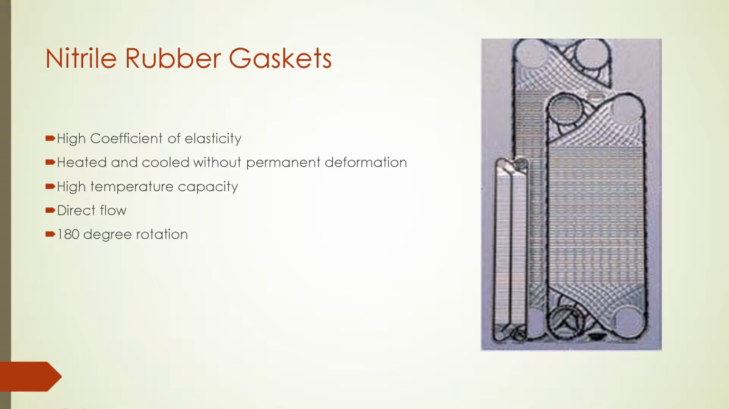They're made of nitrile because they have a high coefficient of elasticity, which means they can be heated and cooled without permanent deformation. They also have a high temperature capacity. The purpose of these gaskets is to direct flow in a counterflow direction between plates, and they're configured in 100-degree rotation every other plate.